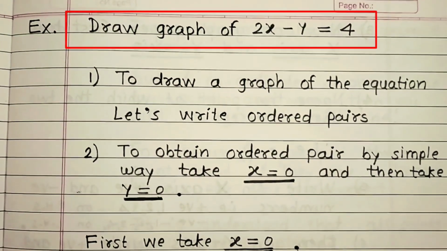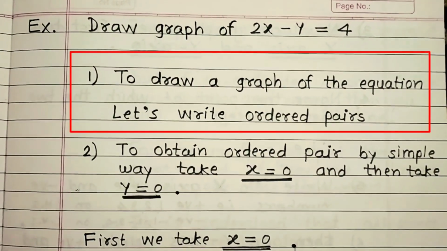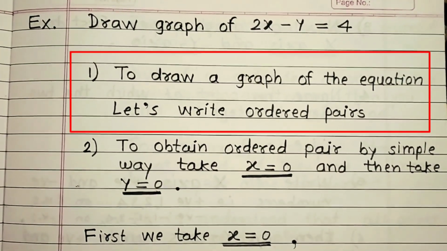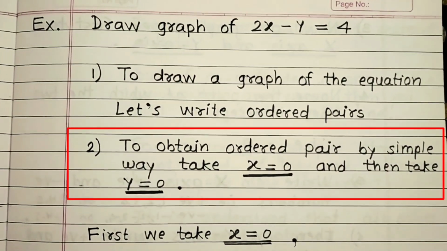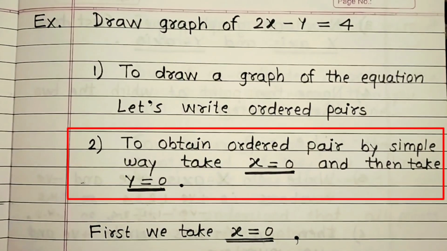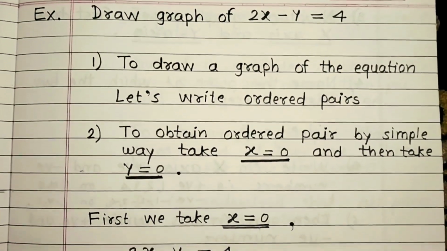Example: draw a graph of 2x minus y is equal to 4. 1. To draw a graph of the equation, let's write ordered pairs. To obtain ordered pairs in a simple way, take x is equal to 0 and then take y is equal to 0.